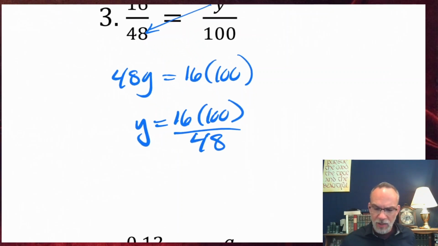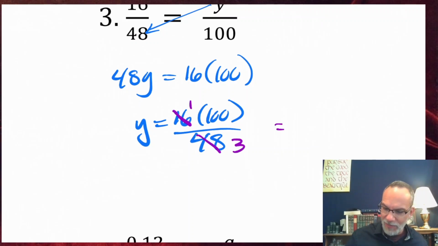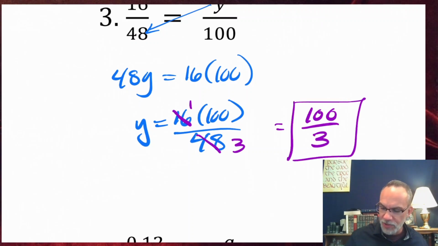16 and 48. What can those both be reduced by? Oh, does 16 go into 48? Hang on. 48 divided by 16? Is that a whole number? Oh, it is. Check this out. This reduces down to 1. This reduces down to 3. So what do I have left for my final answer? There we go. 100 thirds. That makes sense. 100 thirds.